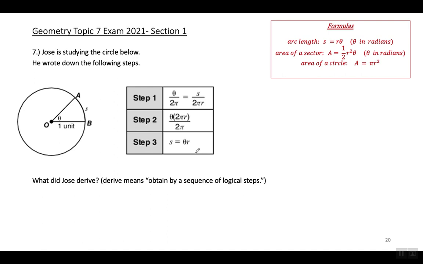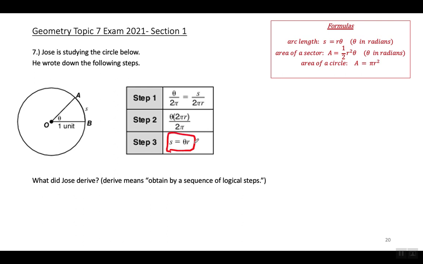Okay, so here it says Jose is studying the circle below. He wrote down the following steps. Step 1, step 2, step 3. What did Jose derive? If you're wondering what that word means, derive means obtain by a sequence of logical steps. In other words, by doing these steps to come to this conclusion, what is it that Jose got? That's what derive means. All right, so look at what it says there.